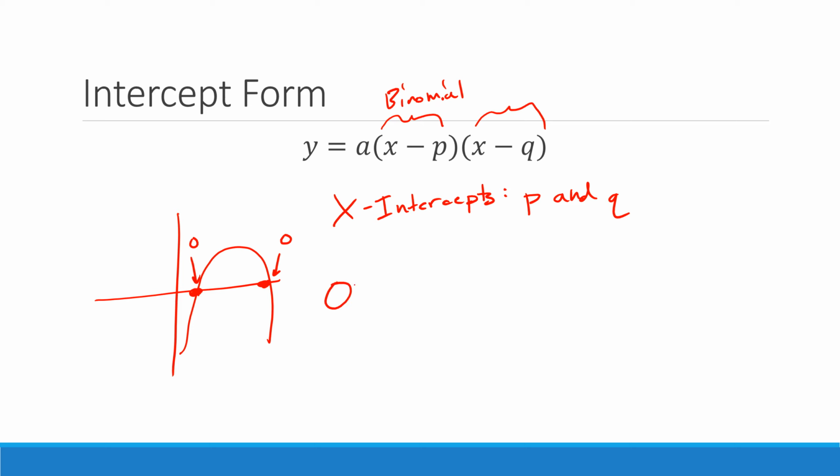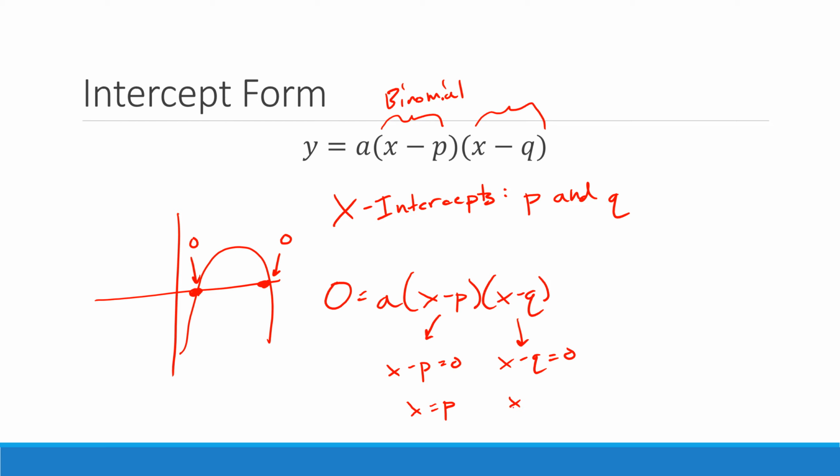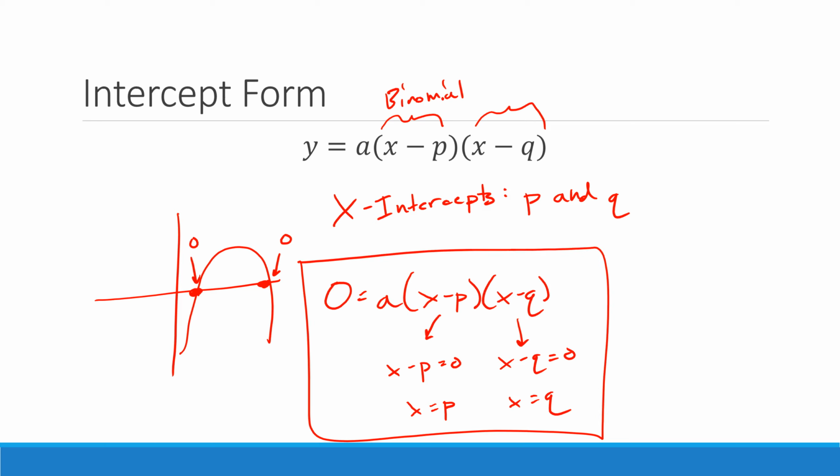If I plug 0 in for y in this equation, I'll get 0 equals a times x minus p and x minus q. And if you remember, by the zero product property, I can split this equation up and say x minus p equals 0, also x minus q equals 0. That means that the x, if we solved this equation, would be p, and the x would be q. So again, this sort of solving is something that you have done before, I promise. We won't talk about it too much for now. We'll get into it later on in this chapter. For now, know that if you have two binomials multiplying each other, the x-intercepts are p and q.